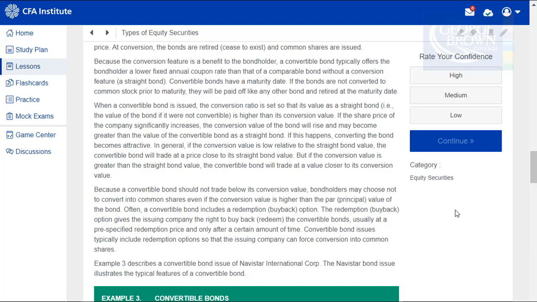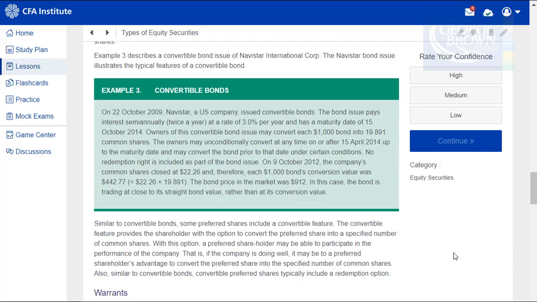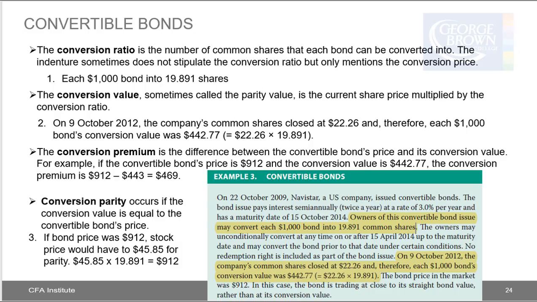Okay, so anyhow, we'll jump through and look at this example number 3 on the Navistar, which is a U.S. company, and they issued some convertible bonds in 2009. So what I've done on this slide is I've combined the example of the convertible bond with some of those terms that we looked at to make it a little bit easier to understand for you.